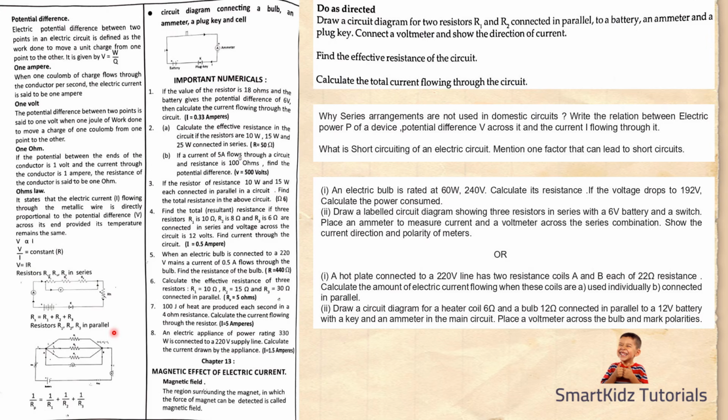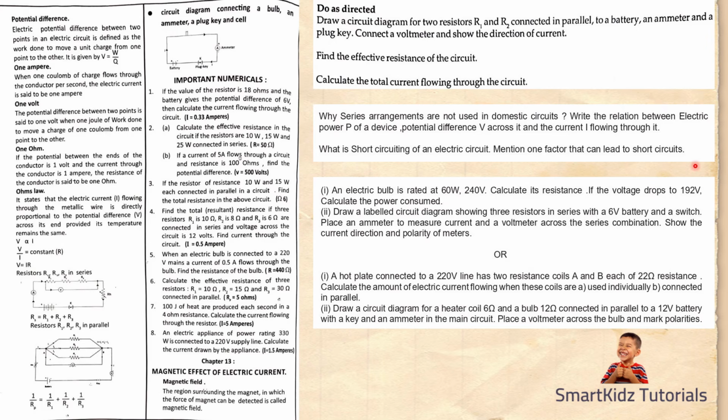Some of the questions that are given, we'll go through quickly. One is to draw a circuit diagram. So you should know how to draw a circuit diagram in any case. Note that one is in series, one is in parallel. Note the current direction, very important, from positive to negative terminal. Why are series arrangements not used in domestic circuits? Write the relation between electric power of a device, potential difference V across it, and the current I flowing through it. What is short circuiting of an electric circuit? Mention one factor that can lead to short circuits.